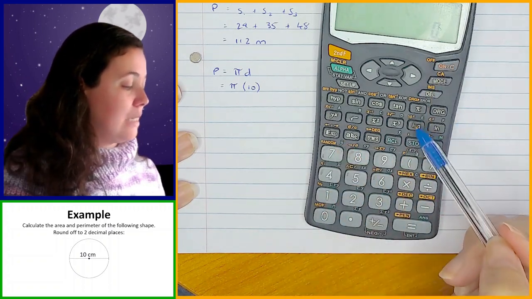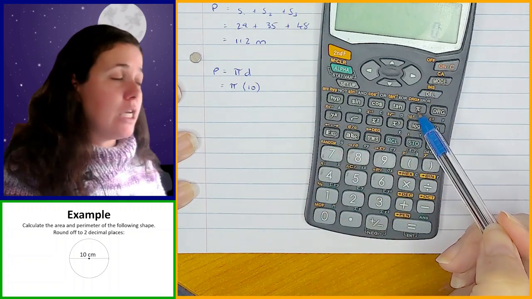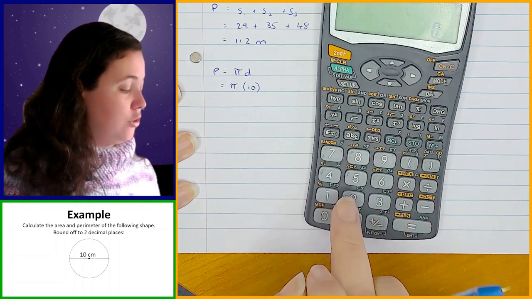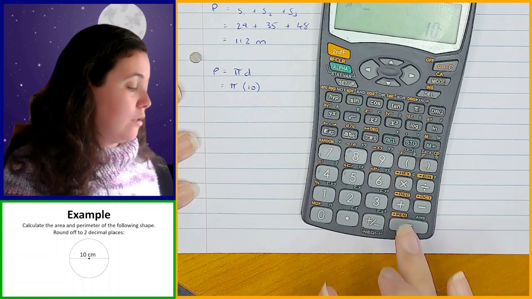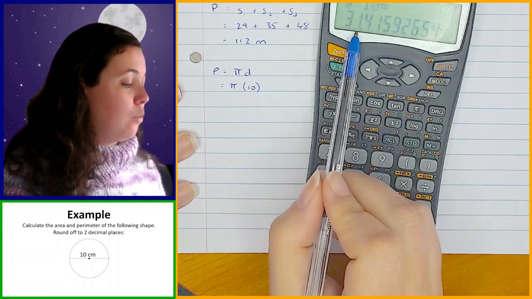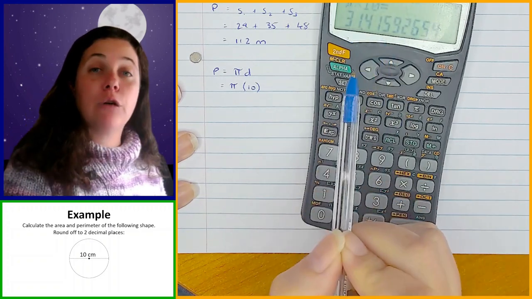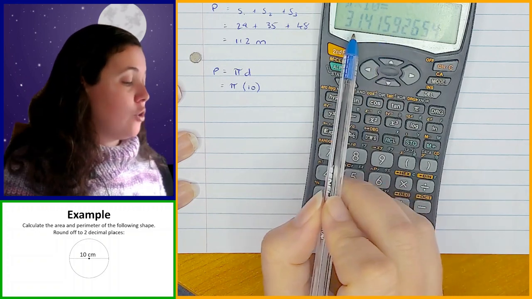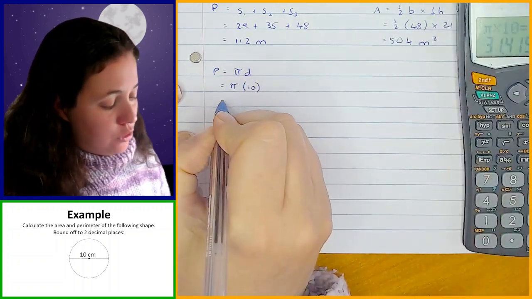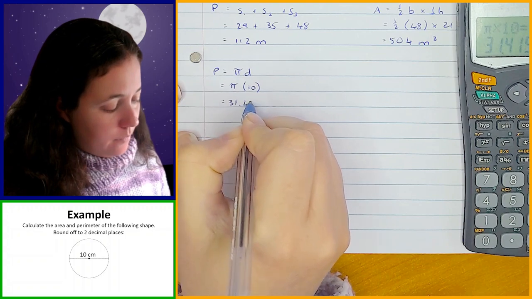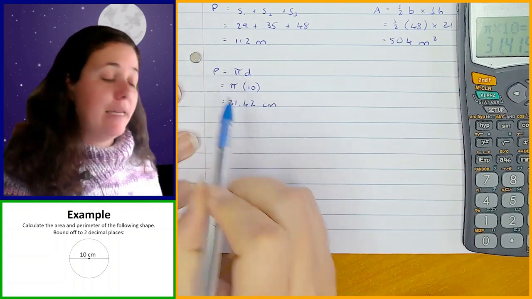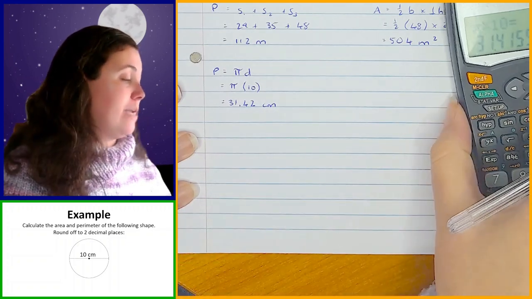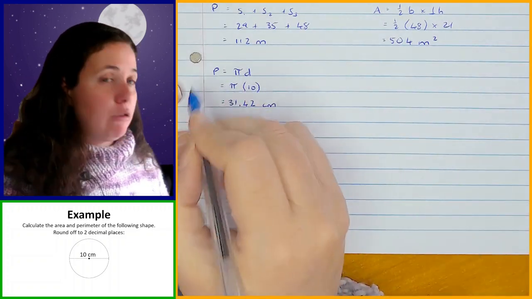Okay, so in this case, I'm working with pi over here. So it is pi times 10, or you can type 10 pi as well, equals 31.4, and now I'm going to round off to two decimal places, so 31.42. And that is centimeters, and because it is perimeter, it is the distance around the shape, so it's just in centimeters. So that's how we work out the perimeter.